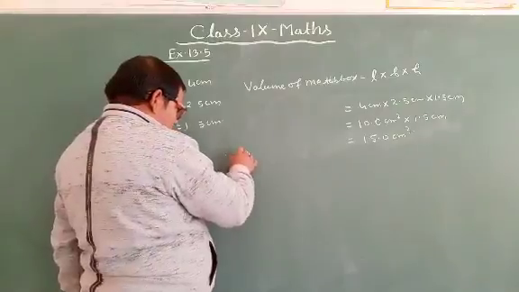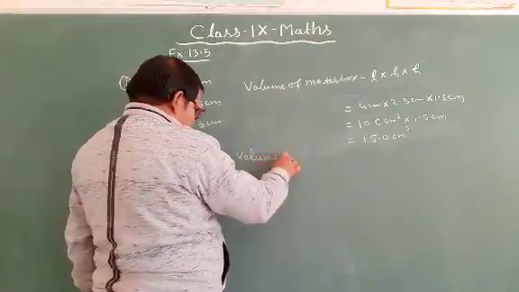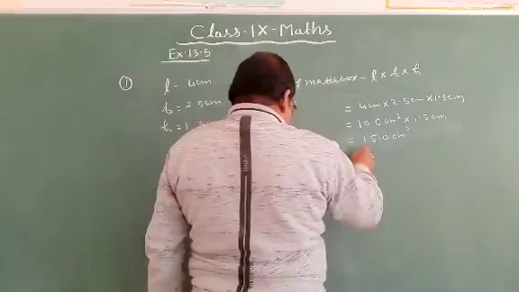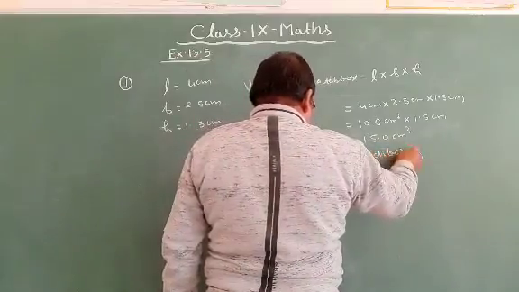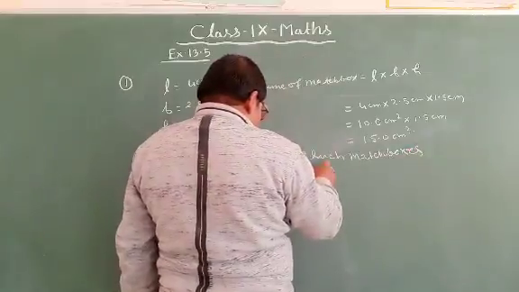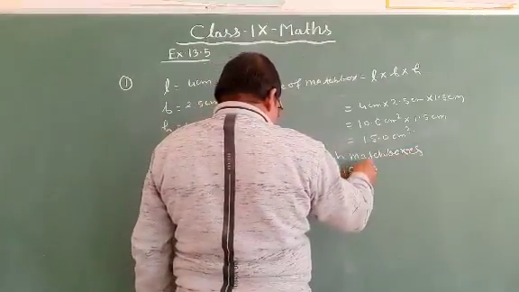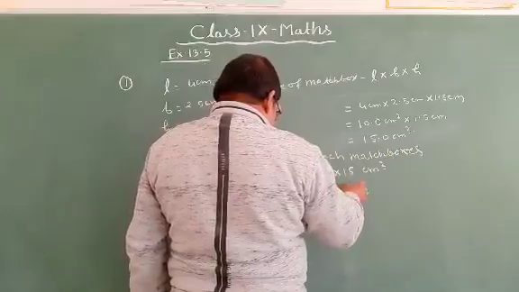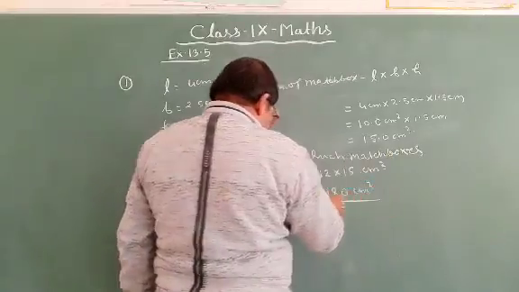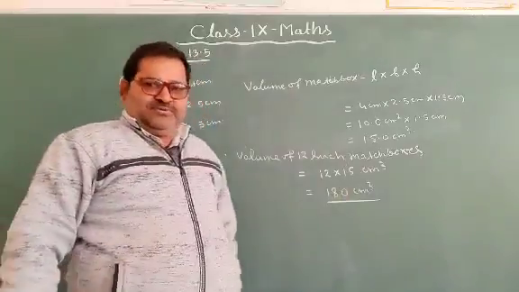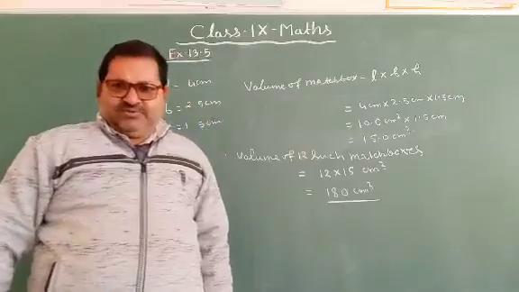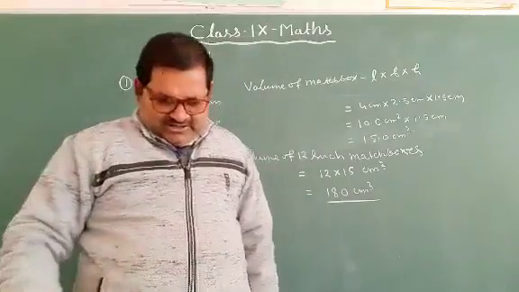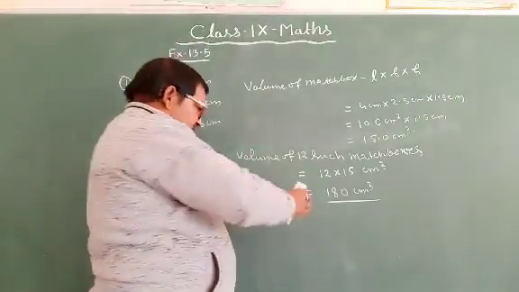So therefore the volume of 12 such matchboxes is equal to 12 into 150 centimeter cube, that is equal to 1800 centimeter cube. 1800 centimeter cube is the total volume of 12 such boxes. Clear? Now question number 1 is completed. Next question.